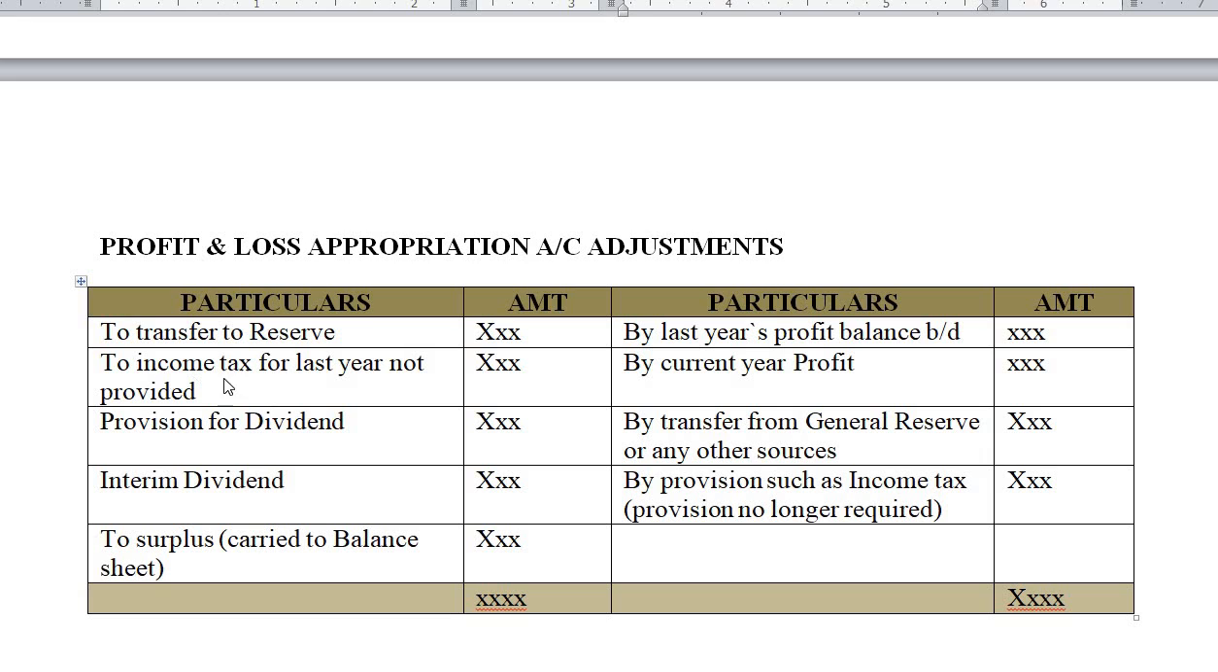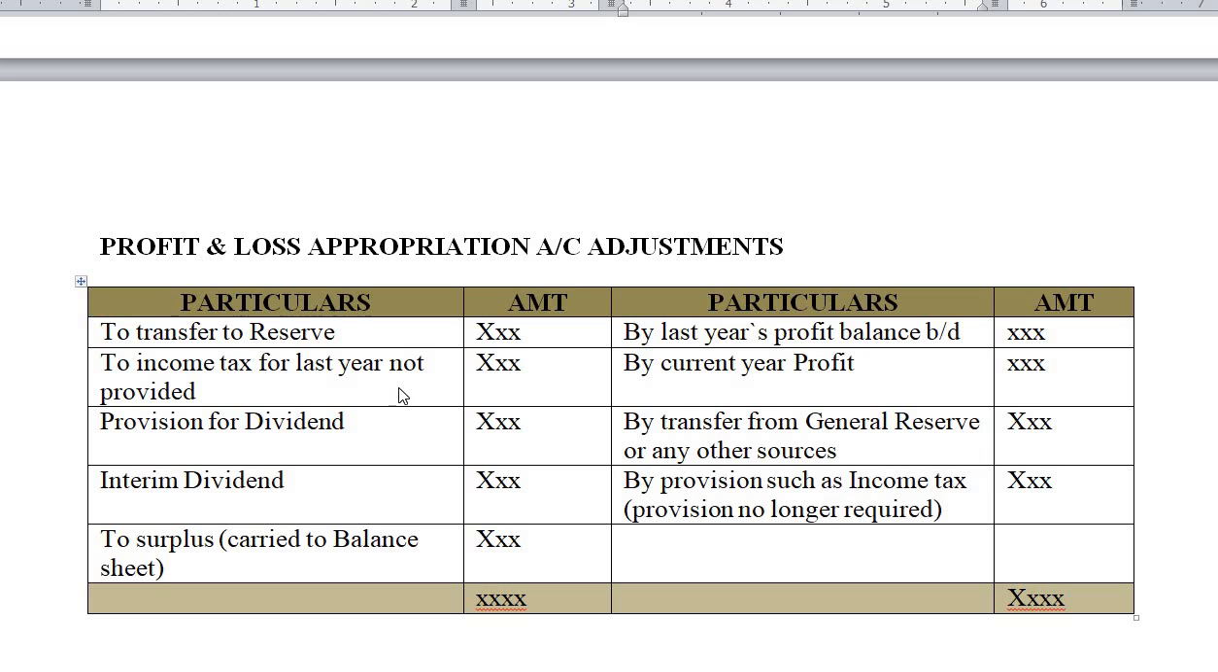Then, income tax for last year which is not provided. So income tax provisions which are not yet provided will be transferred to this profit and loss appropriation account. The next item is very important, that is provision for dividend. Dividend is something you proposed last year or are making provision for this year. Whatever dividend it may be, it will be transferred to the debit side of the profit and loss appropriation account.